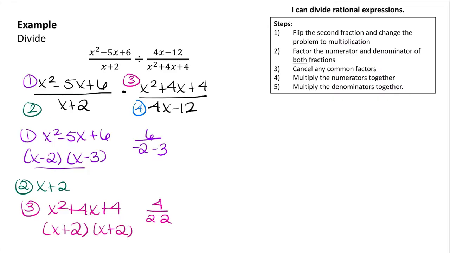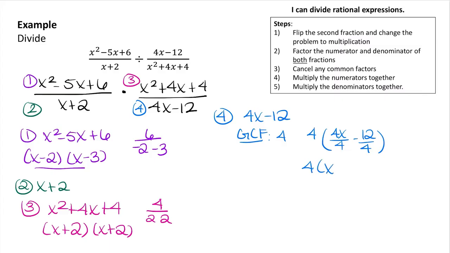And then in number 4, I have 4x minus 12. Remember, when you don't have a trinomial, it's good to check for a GCF. The GCF that will factor out of both of these terms is 4. So if I factor out 4, I have 4x over 4 minus 12 over 4. So that's going to give me 4 times x minus 3.